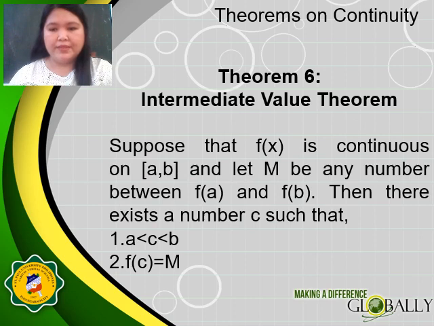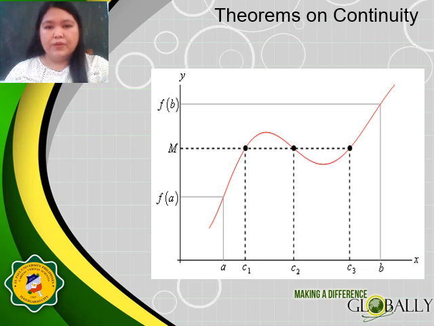Finally, we have theorem number 6, which is called the intermediate value theorem, which states that suppose that f of x is continuous on the interval [a, b], and let m be any number between f of a and f of b, then there exists a number c such that c is greater than a but less than b, and f of c is equal to m. So what the intermediate value theorem is really saying is that a continuous function will take on all values between f of a and f of b. So this one is a graph of a continuous function which illustrates the intermediate value theorem.